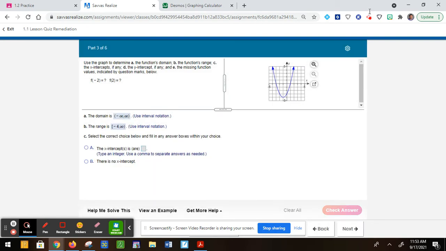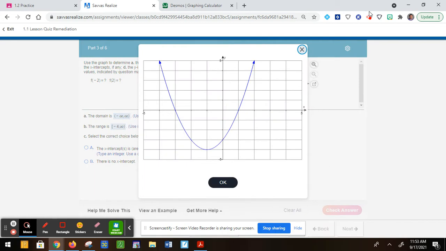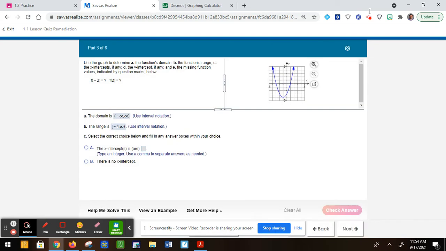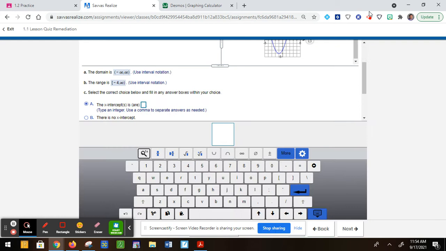Second part is the x-intercepts. Its x-intercepts are -3 and 1. The directions here say type an integer, so the first one is -3. You're not putting in an ordered pair, like the directions say, type an integer. And then the second one would be 1. It says use a comma to separate answers, so we need to separate the answers.